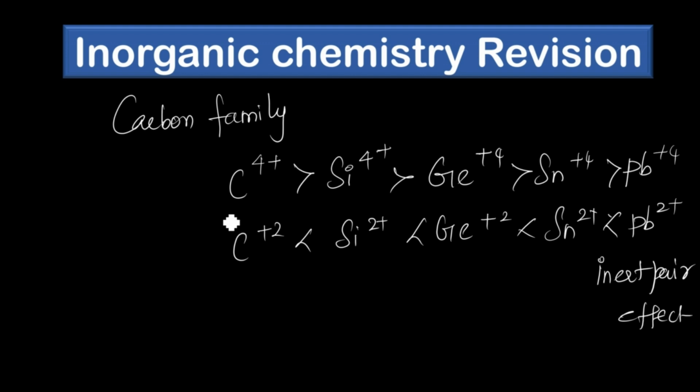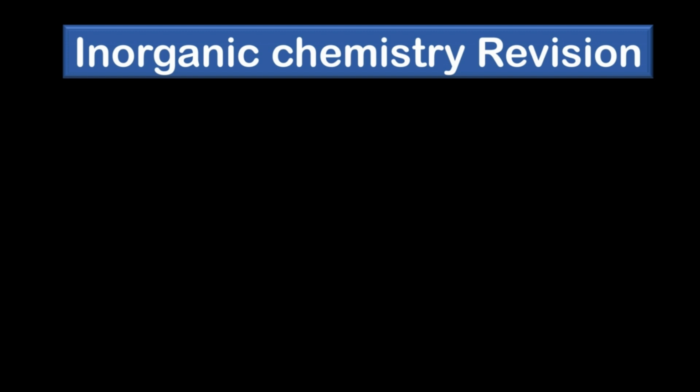And most importantly, catenation property in this group: carbon is having the catenation property, then germanium, tin, lead and all, almost not. Silicon is having somewhat a very less catenation property when compared to carbon. Except lead, all other elements in this group show allotropy, like carbon is having diamond, fullerene, graphite, right?